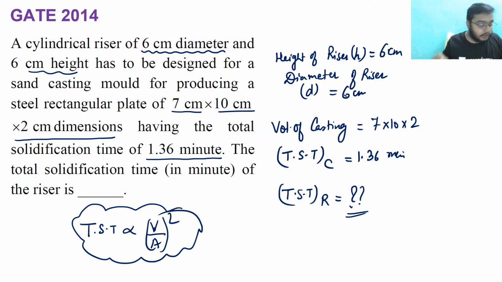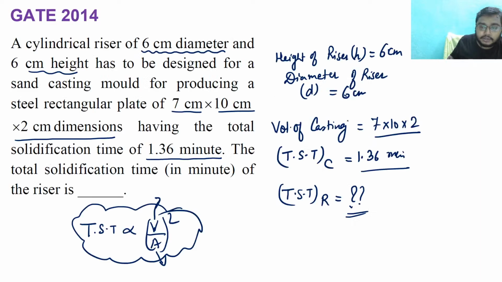Okay, so I am solving the question. I have waited for your reply. See here, in the cylindrical riser, this is 6 centimeter diameter, 6 centimeter height. These things are given to you. Volume of casting is given to you. Total solidification time of the casting is given to you. You are required to find the total solidification time of the riser. Now see how you can find. You have to calculate the volume and the surface area, right? So these things you have to calculate.